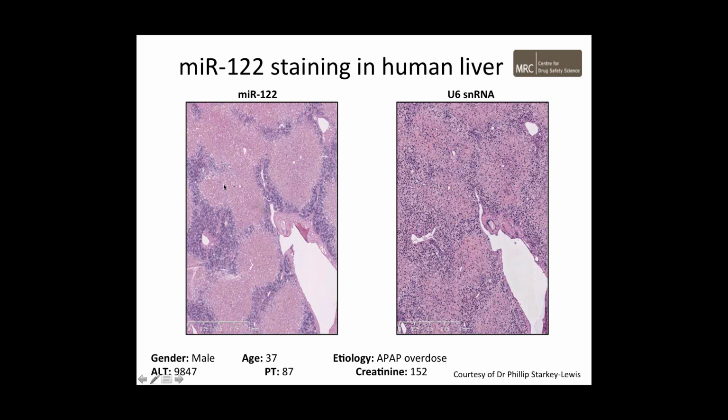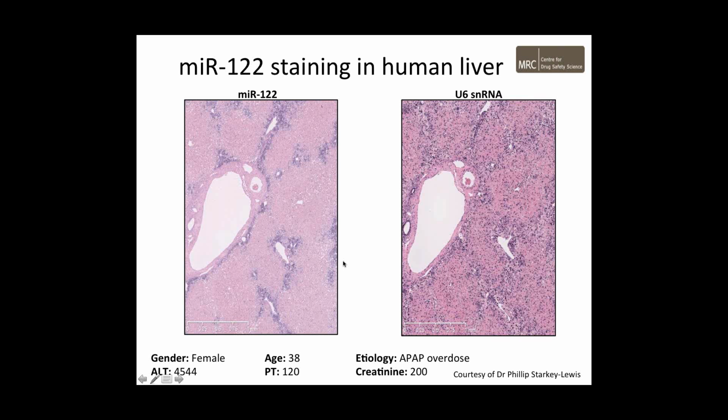But what we see is loss of miR-122 staining in the areas of necrosis. This is classic central lobular necrosis. It's not that there aren't cells there, because if we stain for U6, a small nuclear RNA, you see in these areas there still are cells, they've just lost all the miR-122.